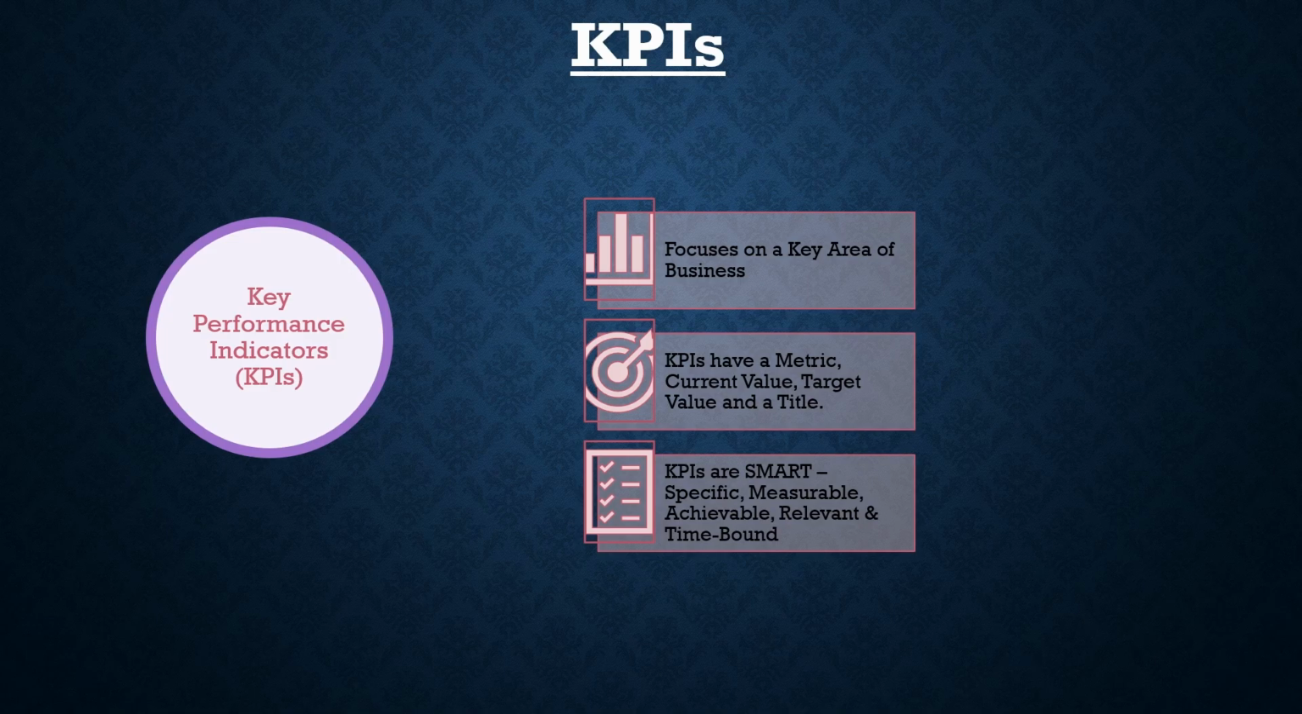They are a relative value, in that they are comparing a current metric against a target metric at a specific point in time. 3. KPIs must be SMART: specific, measurable, achievable, relevant, and time-bound. That is to say, the target should have a deadline.